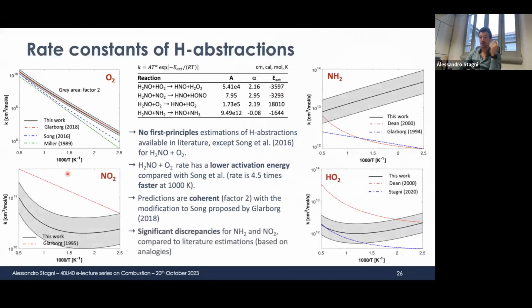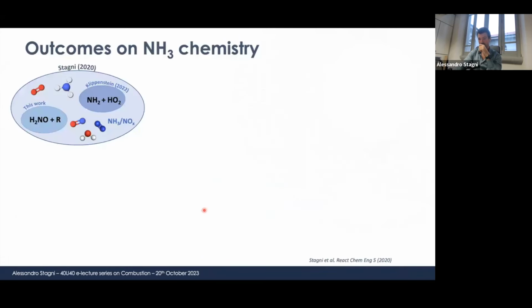On the other side, if we compare our kinetic rates with the literature, the few literature estimations available for NO2, NH2, and H2, we can see that there is a lot of difference with such estimations. So once we have evaluated these rates, our question was, what's the impact of these rates on the model? And so we introduced the H abstraction by different radicals on H2 and NO in our model.